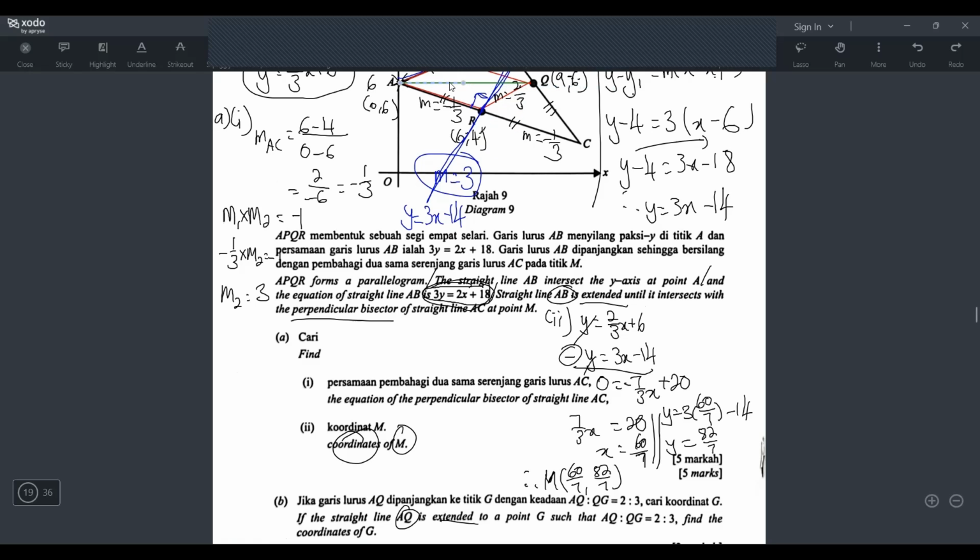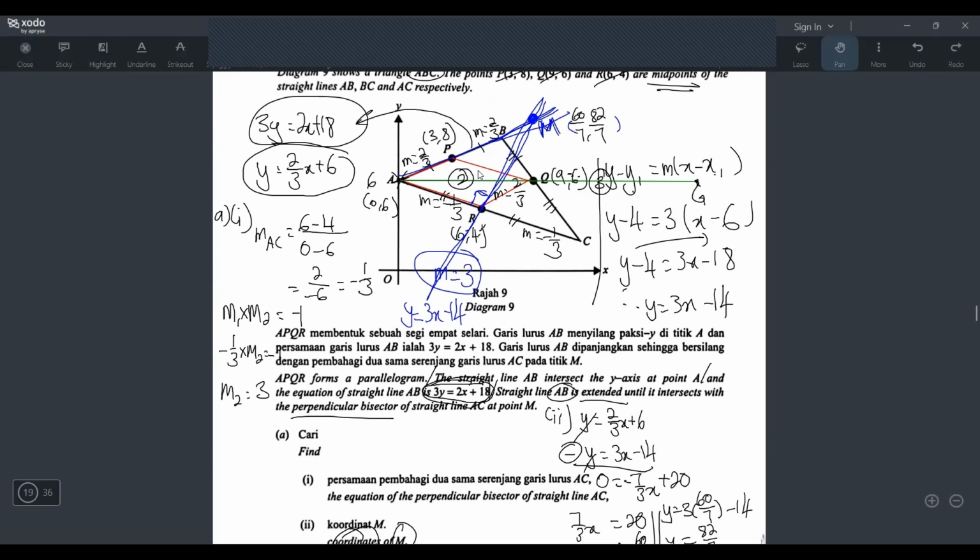And then the ratio is how much? From A to Q is 2. Q to G is 3. So it's quite far away actually, but it doesn't matter. This one I just demonstrate only. So AQ to G, and they say the AQ ratio is 2. So this is 2 portion. And then QG is 3 portion. So this is QG, right? This one is 3 portion. And then they say find the coordinates of G.